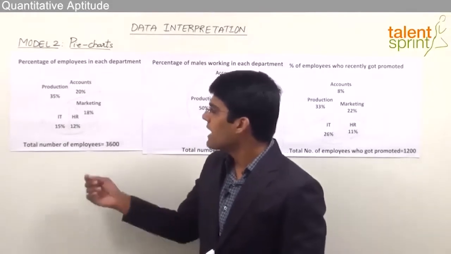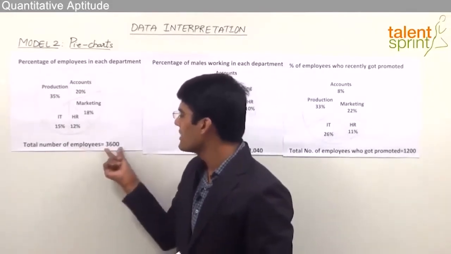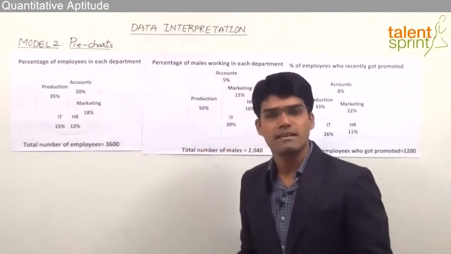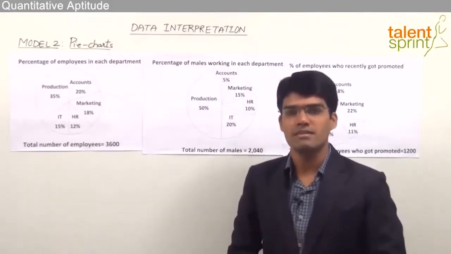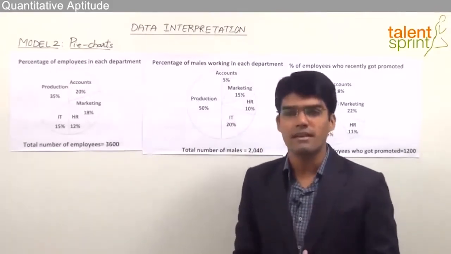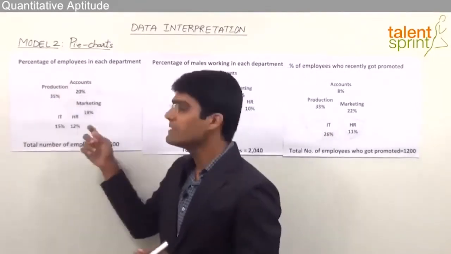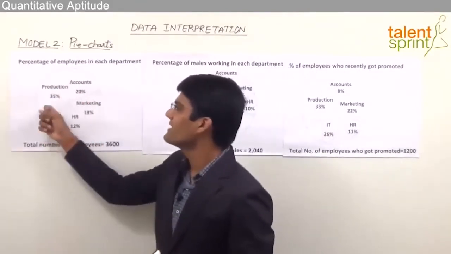And then below this chart, it is given that total number of employees is equal to 3,600. That means the total employees that work in this organization is 3,600. Now these 3,600 employees work in various departments, which is represented by the percentages here.